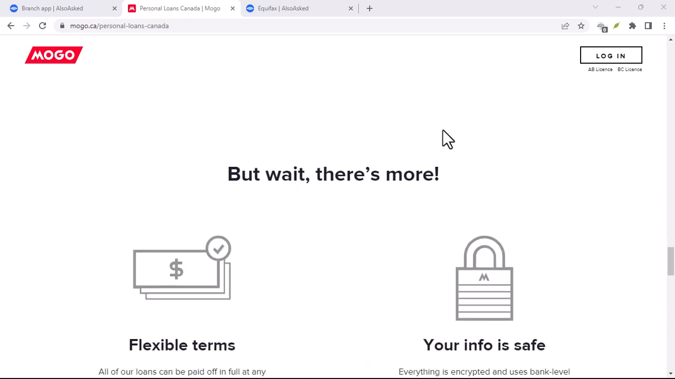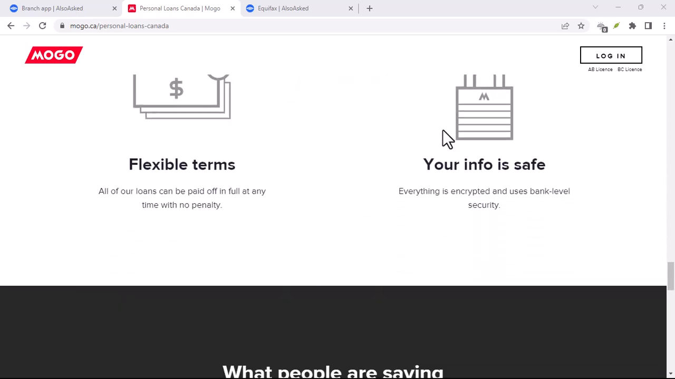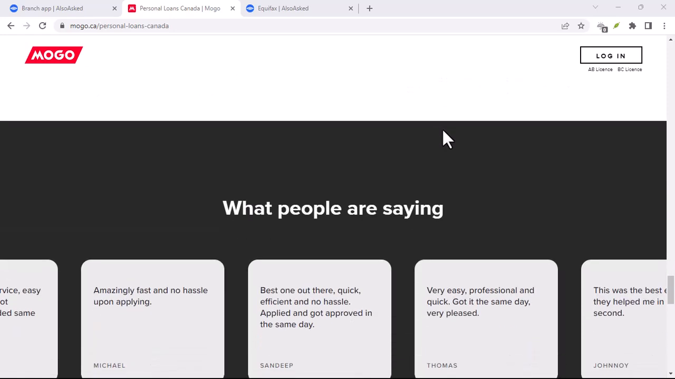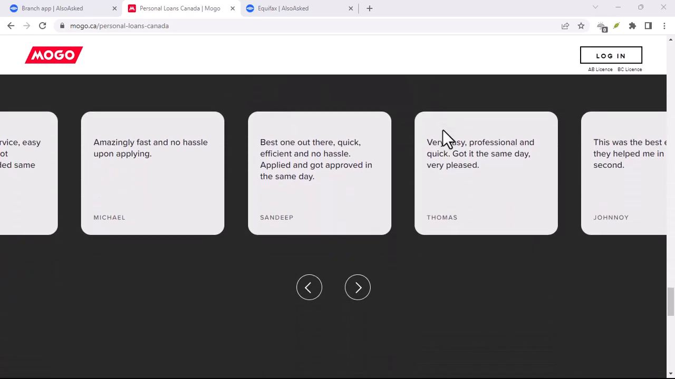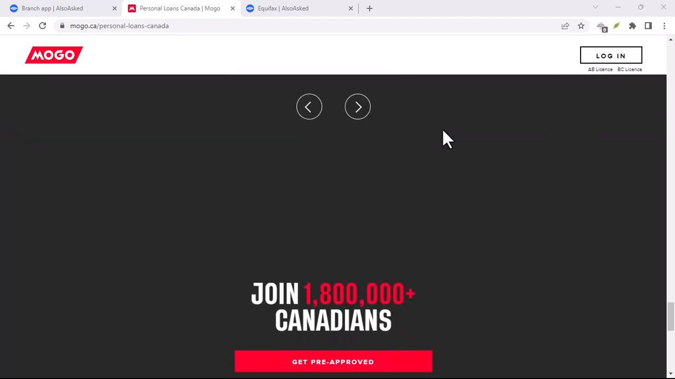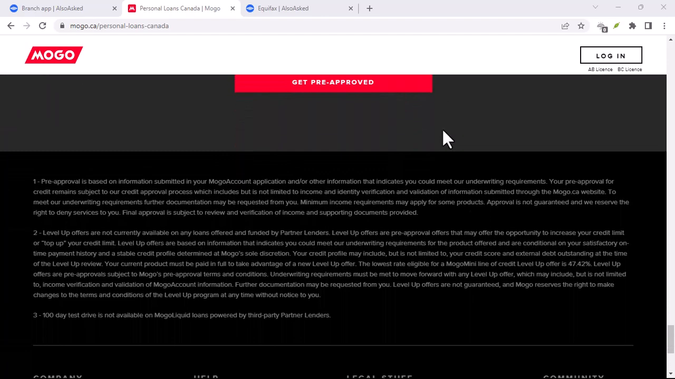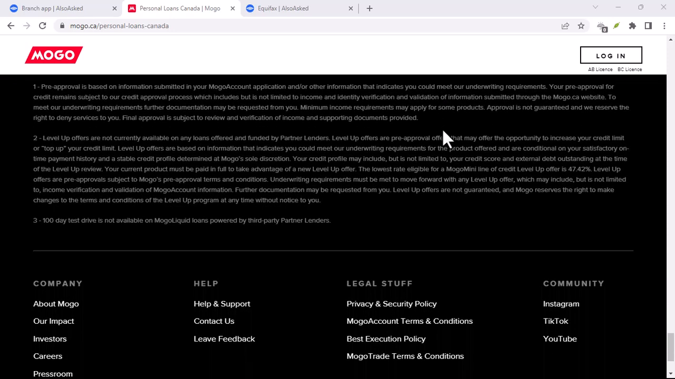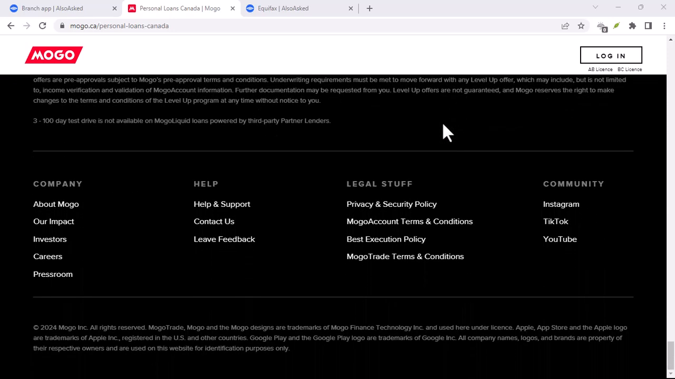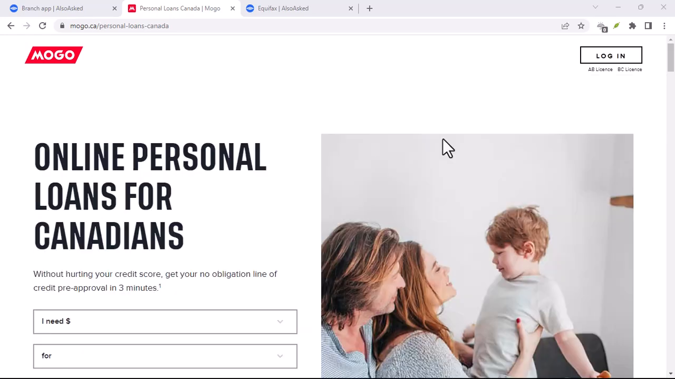Shop around for the best interest rate. Mogo offers a variety of interest rates, so it is important to shop around to find the best deal. Be prepared to provide documentation to support your application. Mogo may ask you to provide documentation, such as pay stubs or tax returns, to verify your income.